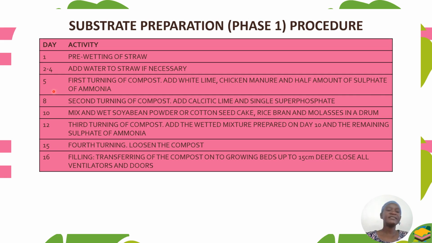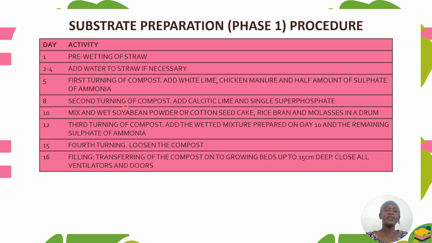Then day 6 and 7, these days you just leave the substrates like that. Then you come to day 8. Day 8 is the second turning of compost. So you turn again that mixture. On day 8, by that time it means you have a mixture of straw, white lime, chicken manure, and half amount of sulfate of ammonia.